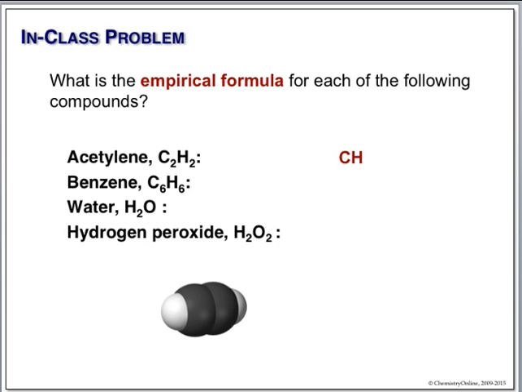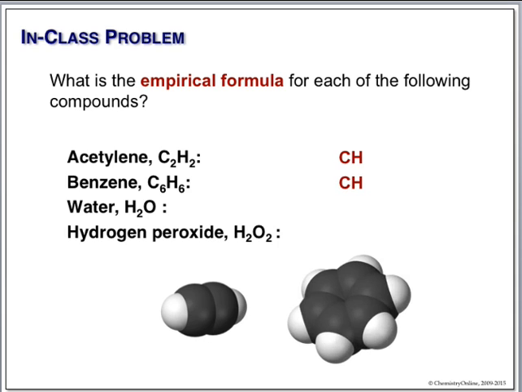We have 6 carbons and 6 hydrogens in benzene. What's the ratio? Every carbon has 1 hydrogen. This is what benzene looks like. What's the empirical formula for water? Well, this is the lowest whole number ratio, isn't it? 2 hydrogens, 1 oxygen. Hydrogen peroxide, we saw fizzed. 2 hydrogens, 2 oxygens. The empirical formula is simply HO.